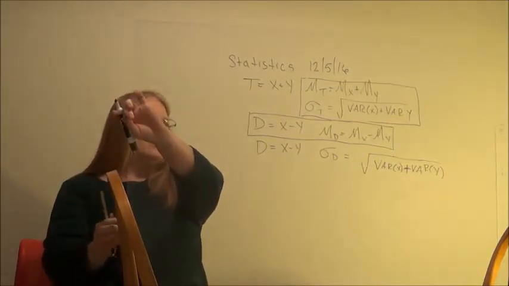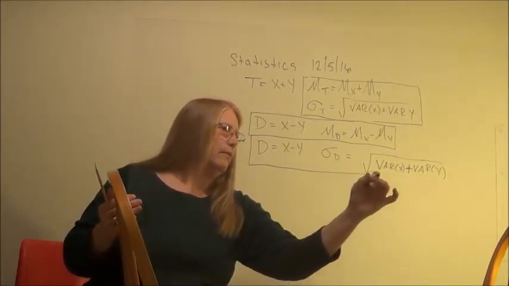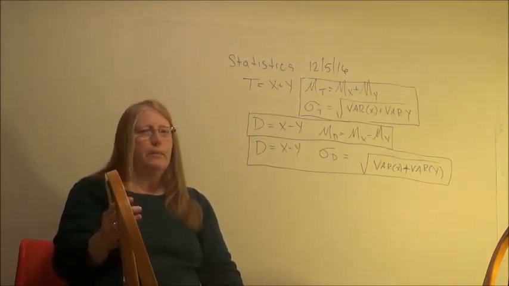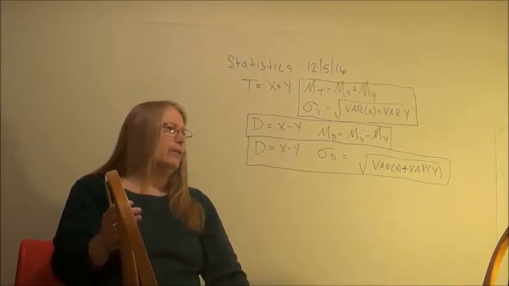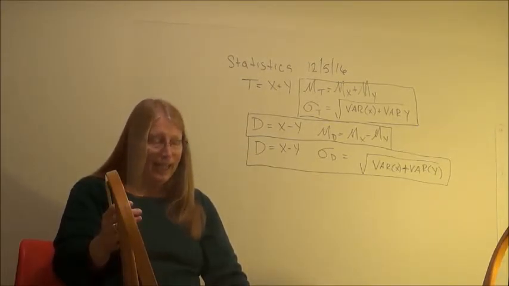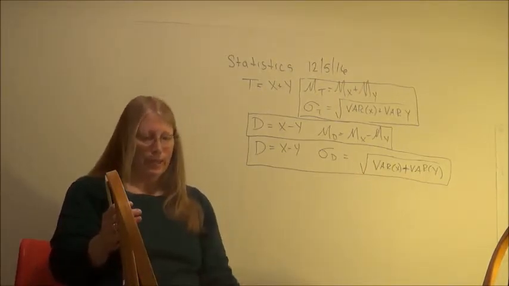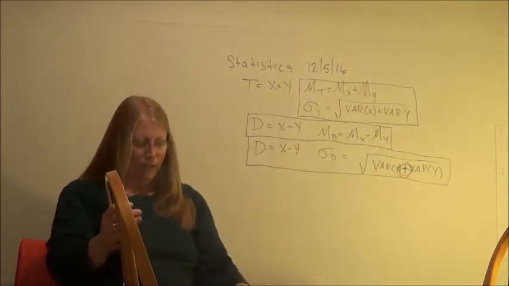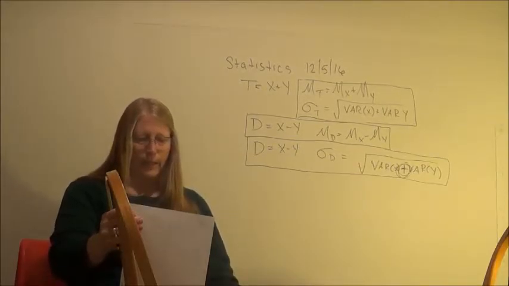So that indicates that when you have the difference of two random variables, and these again need to be independent random variables, to find the standard deviation you take the variance of the first, add the variance of the second, and then the square root. So this is surprising, but it is true. So you'll be reading about that also.